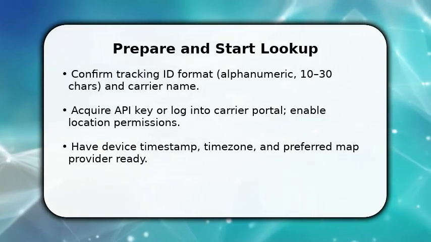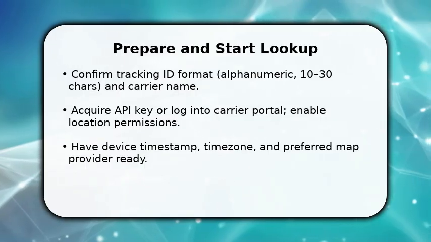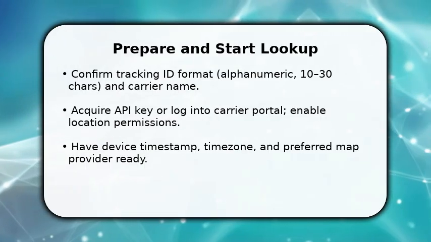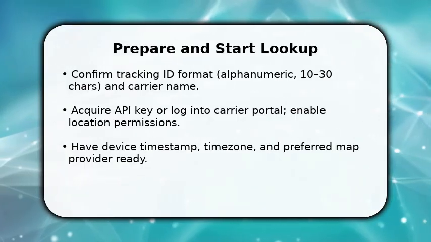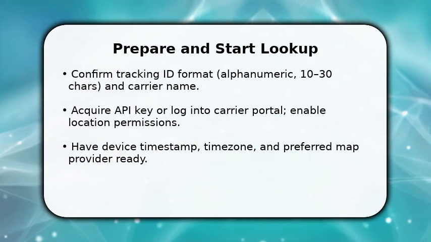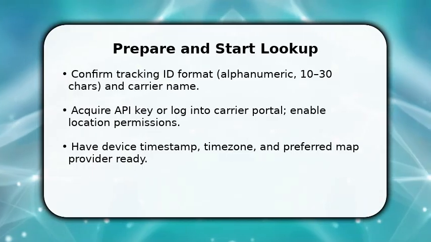If the carrier requires headers or signed requests, add them now. Once done, note the return status field. It tells you whether a location is available immediately or requires polling. You issue the request and inspect the HTTP status plus any rate limit headers so you can avoid throttling.